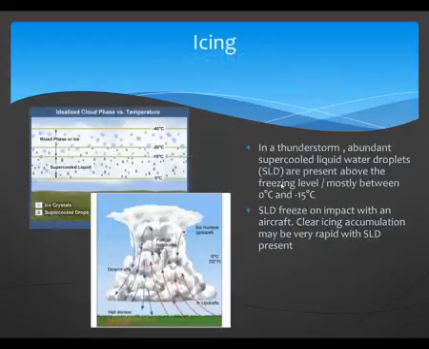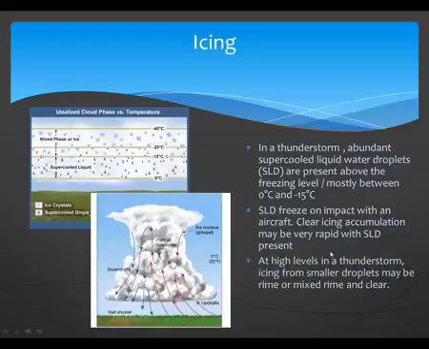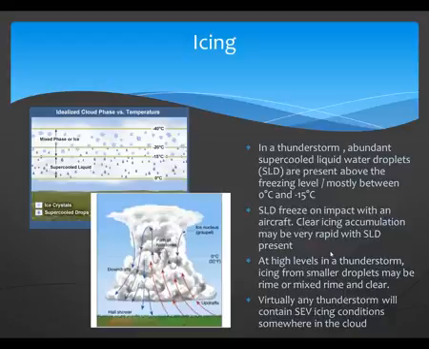These are where you find the supercooled liquid water droplets. SLD, or supercooled large liquid water droplets, freeze on impact with an aircraft. The clear icing accumulation can be very rapid when you've got large droplets like these. At high levels in a thunderstorm, the icing from smaller droplets may be rime or mixed rime and clear, but it's important to point out that it's those SLDs that produce the severe icing conditions, and virtually any thunderstorm will contain these conditions somewhere in the cloud.